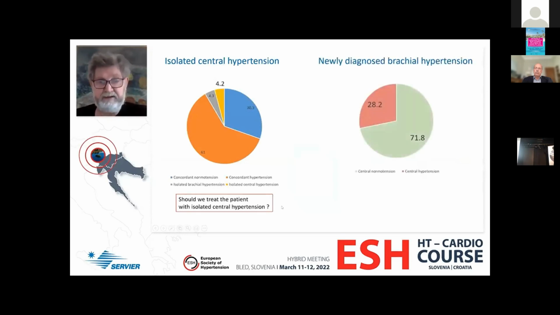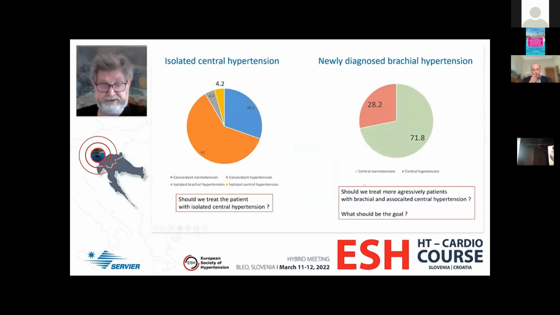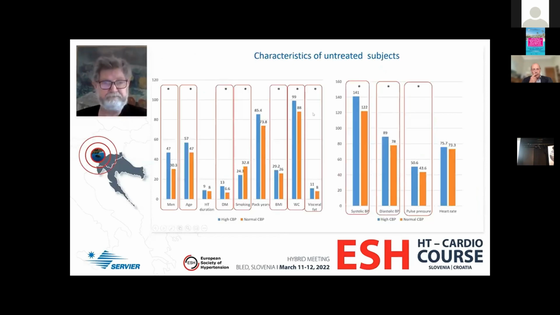The other interesting group is coming from the cohort of newly diagnosed untreated brachial hypertension. You can see here in this subgroup, the majority have normal central blood pressure, but one third also have central hypertension. So the question here is, should we treat more aggressively patients with brachial hypertension associated with central hypertension? And if yes, what should be the goal, the brachial blood pressure or central blood pressure?